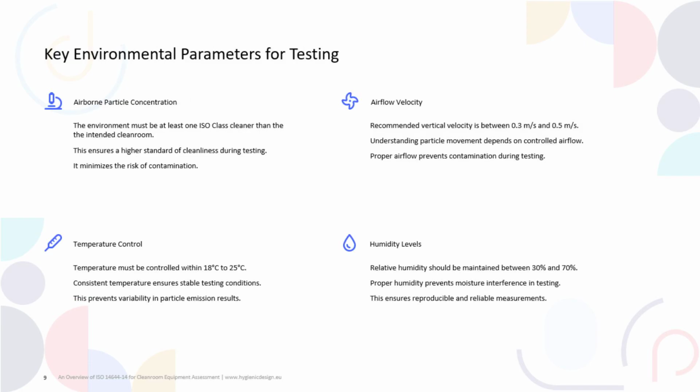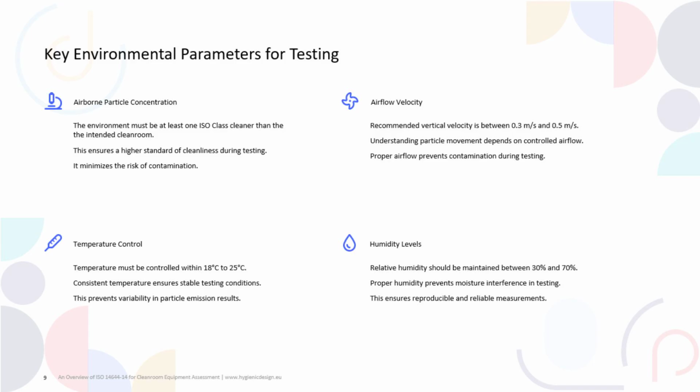The testing space must be at least one ISO class cleaner than the intended target cleanroom class. Keeping particle levels low is crucial for obtaining accurate and reliable particle emission measurements. Airflow velocity should be carefully controlled, with a recommended vertical velocity between 0.3 and 0.5 meters per second. Proper airflow management helps us understand particle movement and prevents contamination during testing.